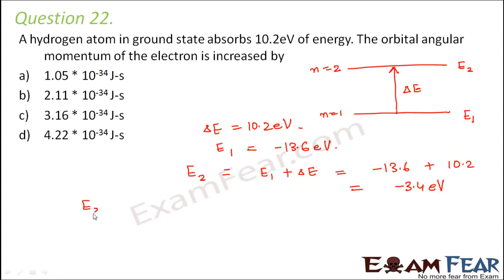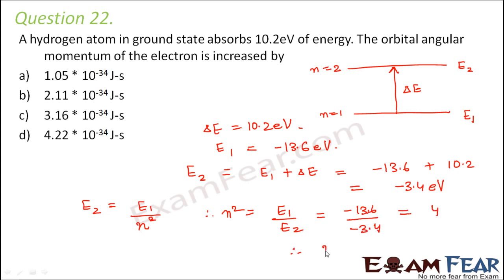Now we also know that energy at the excited state is equal to E1 divided by n square. So that means energy at the higher level is lesser. From this we can calculate the value of n square as E1 by E2. So E1 is minus 13.6 and E2 is minus 3.4. So this comes out to be 4. Therefore n is equal to 2. So this was something which we had assumed initially, and here we have found out that actually this excited state E2 corresponds to n is equal to 2. So now we know the values of n1 and n2.